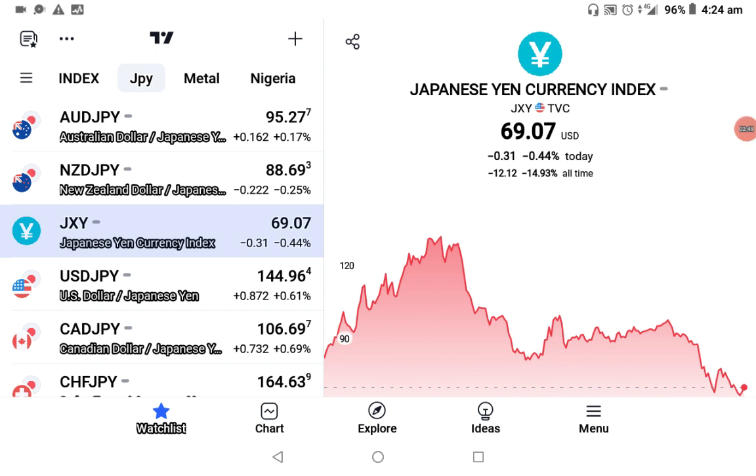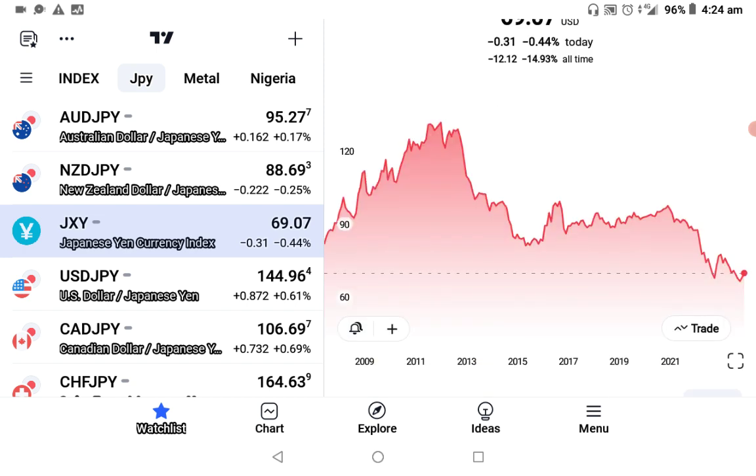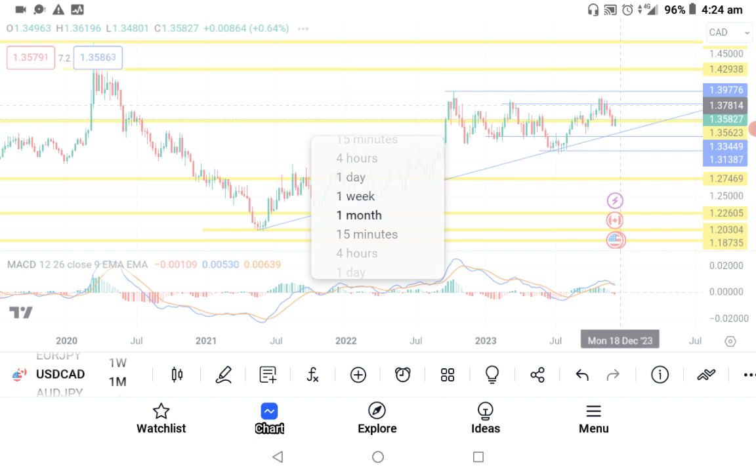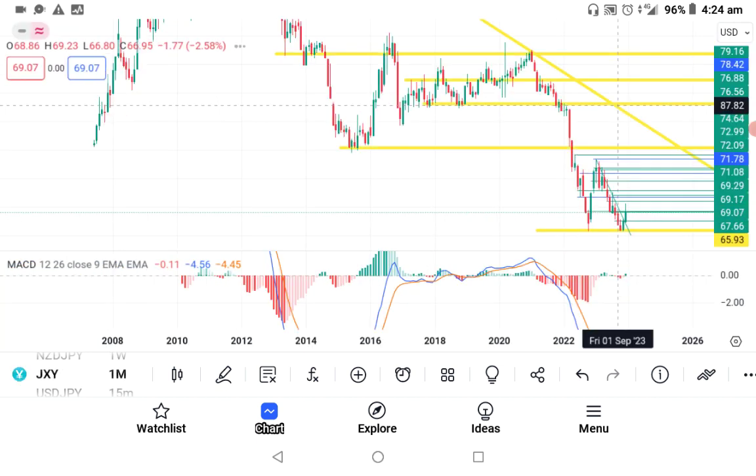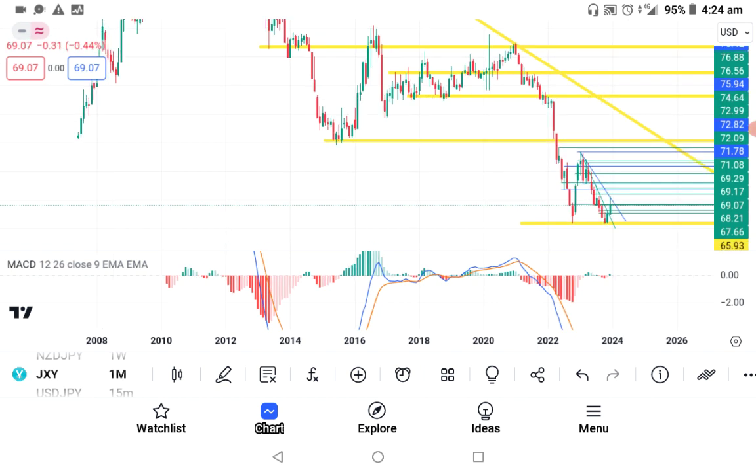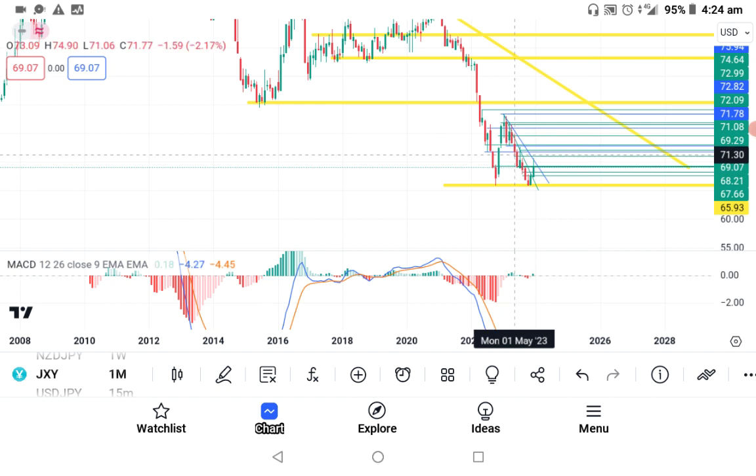Second pair we're going to focus on now is Japanese yen. So we'll start with the Japanese yen currency index to see what's happening in the overall market. So on the monthly time frame at first, as usual, what's happening? Japanese yen is on a short position. It's selling down. So everything we know, it's trading down.